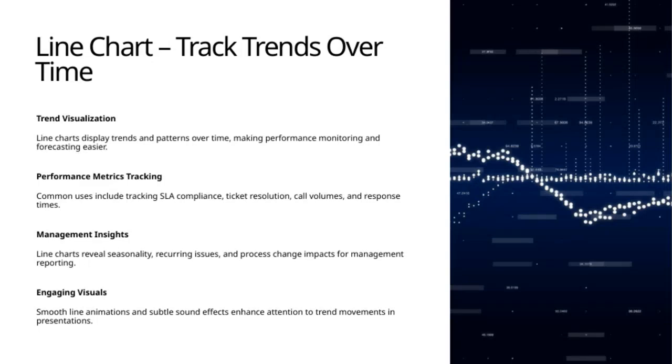Line charts are powerful tools for showing how things change over time. They help us spot trends and patterns quickly, making it easier to monitor performance and predict what's coming next. We often use them to track key metrics like SLA compliance, ticket resolution, call volumes, and response times. For managers, these charts reveal seasonality, recurring issues, and the effects of process changes. Adding smooth animations and subtle sounds can make these trends even more engaging during presentations.